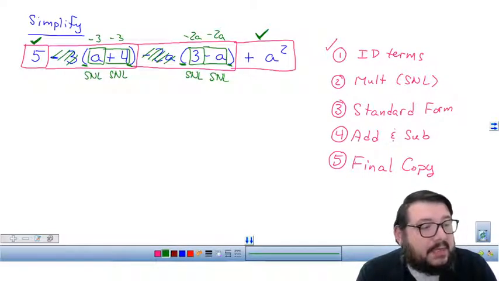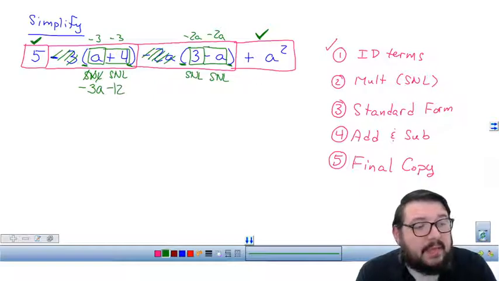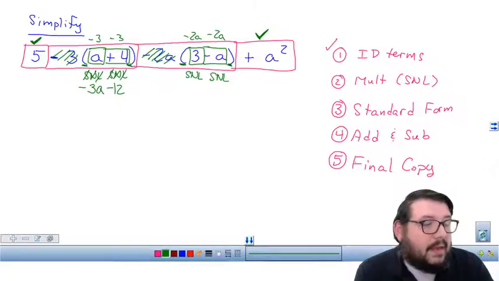Negative and positive makes negative. 3 and blank makes 3. Blank and A makes A. Negative and positive makes negative. 3 times 4 makes 12. Blank and blank, we leave it blank. Now I go to my next SNL. Negative and positive makes negative. 2 times 3 makes 6. A times blank makes A.